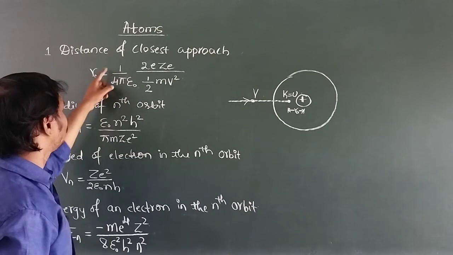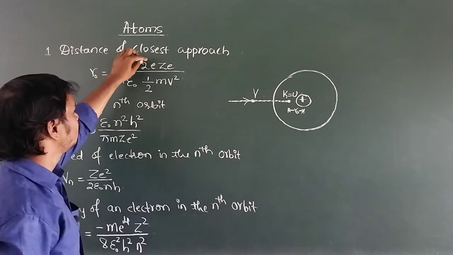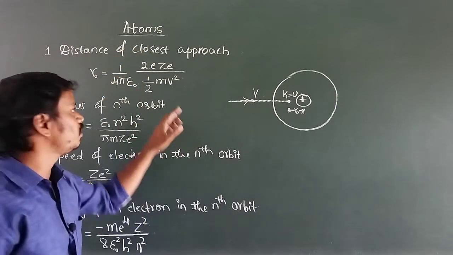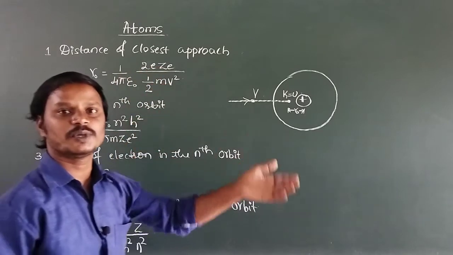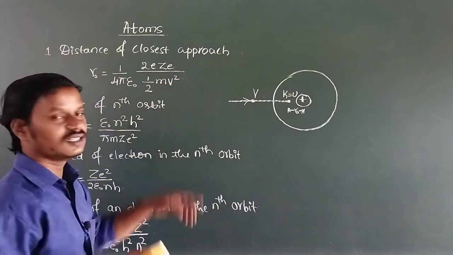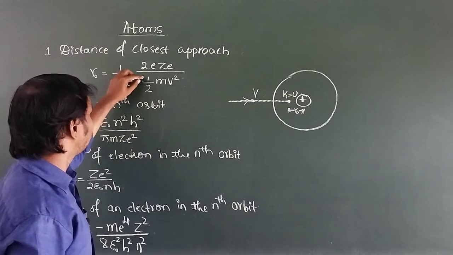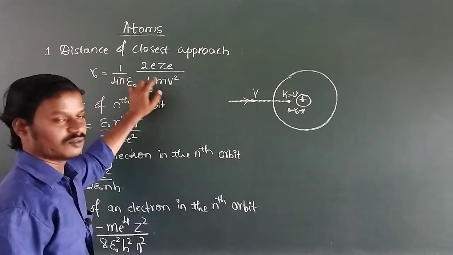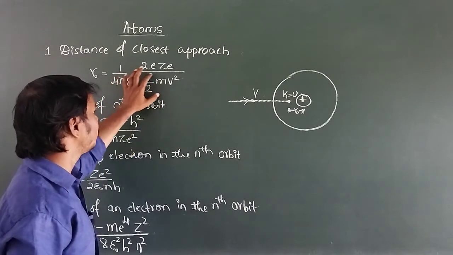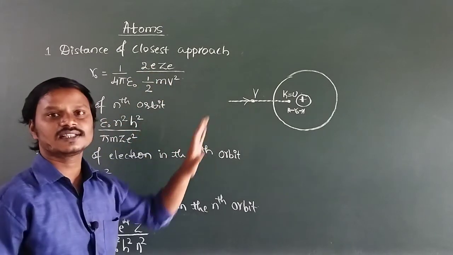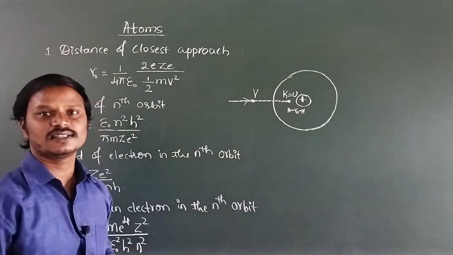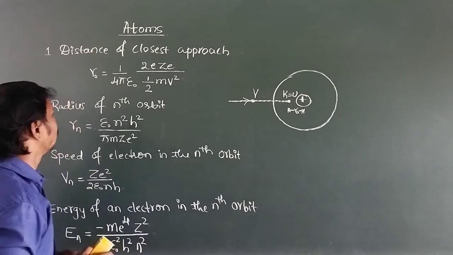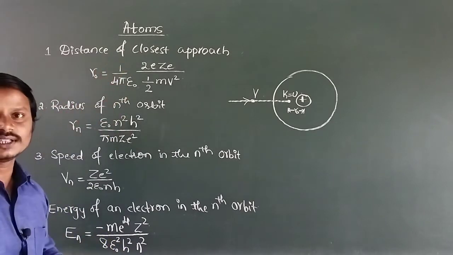Then R naught is equal to 1 by 4 pi epsilon naught, 2e into Ze, divided by 1 by 2 mv square. What is 2e? 2e is the charge on the alpha particle. Ze is the charge on the nucleus. And what is 1 by 2 mv square? It is the kinetic energy of the alpha particle. Now this is about the distance of closest approach.